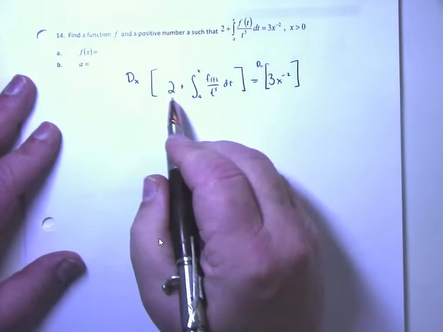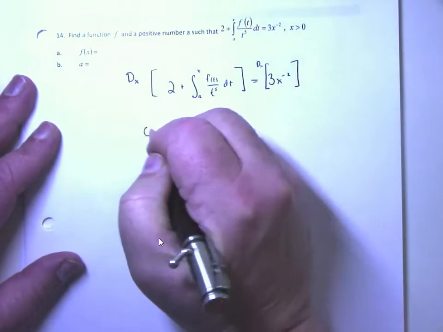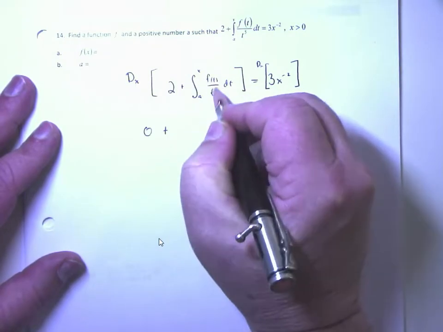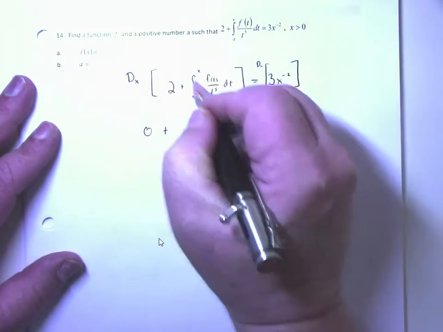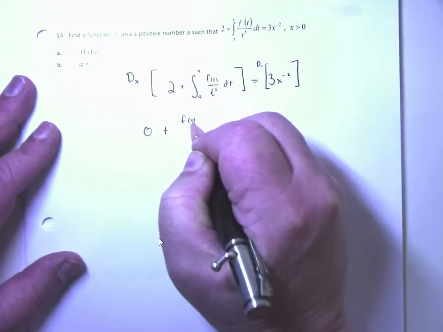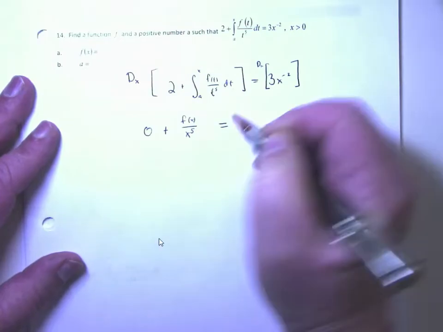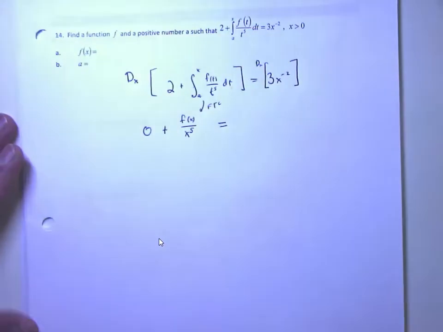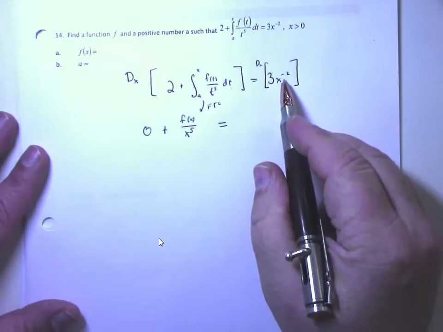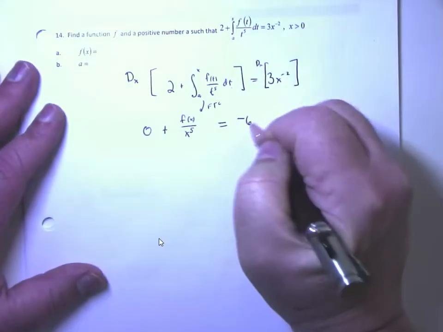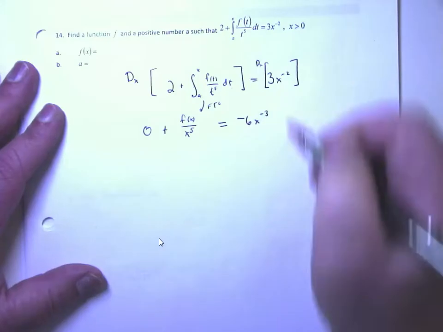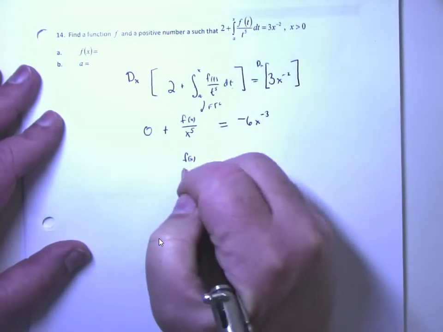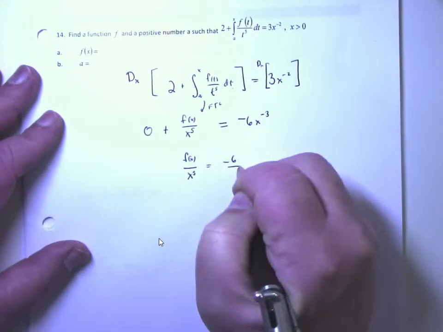So here we go. What's the derivative of 2 with respect to x? 0, plus the derivative of the integral from arbitrary constant a to x of f of t over t to the fifth dt. The derivative and the integral cancel, and you're left with f of x over x to the fifth. And that's equal to, and this is that fundamental theorem of calculus that we were talking about, the derivative of 3x to the negative 2. Well, the derivative of that is going to be negative 6x to the negative 3. So now I'm going to clean this up. This is f of x over x to the fifth is equal to negative 6 over x cubed.